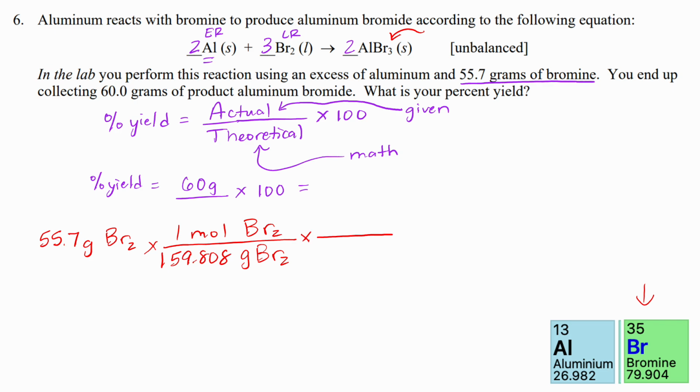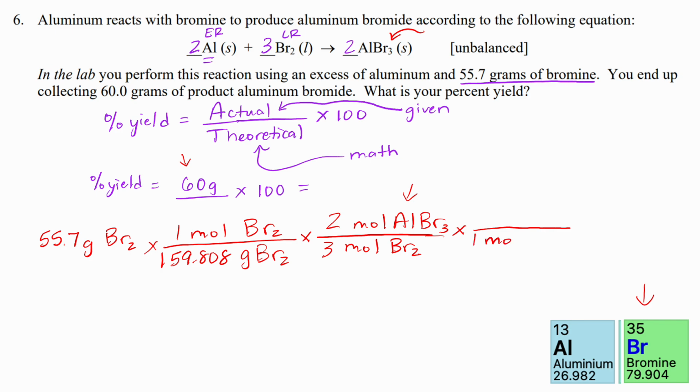Now I'm trying to get into my product, which is AlBr3. So I want to get rid of moles of bromine gas, and I want to end up with moles of AlBr3. Now, because my actual is in grams, I need my theoretical to also be in grams. So I have one more step after that. And remember, this here is called your mole ratio, and we get those numbers from the balanced chemical equation. So 2 moles of AlBr3 and 3 moles of Br2. So my last step is to use the molar mass to get to grams.